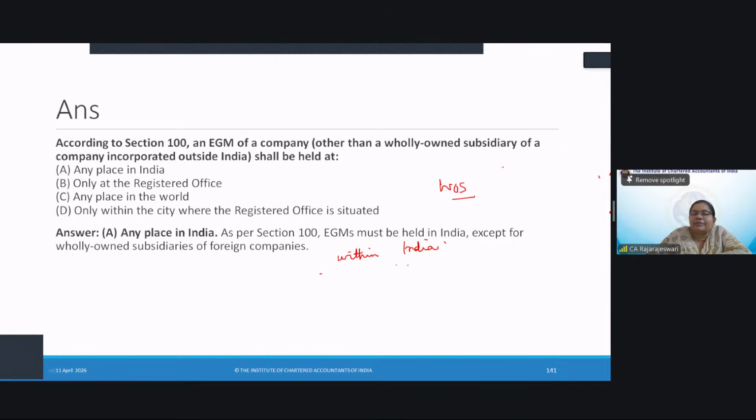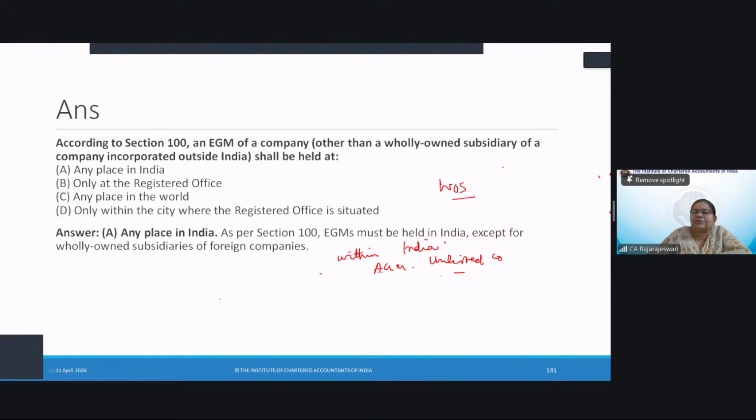Because it could be called by the requisitionist or they can requisition. EGM is not a mandatory thing, right? Only the company is doing. For an AGM, for an unlisted company, it can be held at any place within India. So EGM also, similarly, it can be held at any place within India.